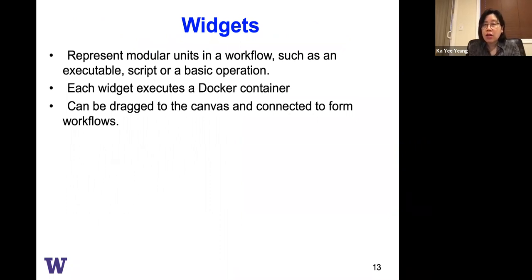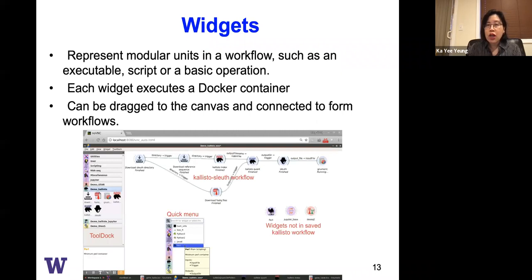So a little bit more detail on the widgets. A widget is a modular unit in a workflow, such as an executable, script, or basic operation. Each widget essentially calls a container in the backend, and a widget can be dragged to the canvas and connected to form workflows. So this is a visualization of an example RNA-seq workflow. In this particular RNA-seq workflow, it uses a widely used workflow called Kallisto Sleuth. So each of these steps is a module and a widget.